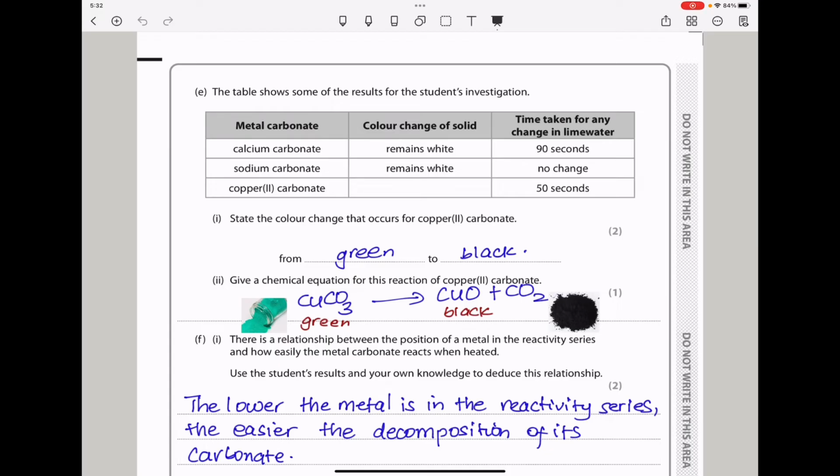So here they ask, state the color change that occurs for copper 2 carbonate. Copper 2 carbonate is going to change from green to black because the black color is due to formation of copper 2 oxide, which is this one here. It appears like that, and the green one should be like this. So the color changes from green to black, and they say give a chemical equation for the reaction that occurs. The reaction is copper carbonate breaks down to give us copper oxide plus carbon dioxide.